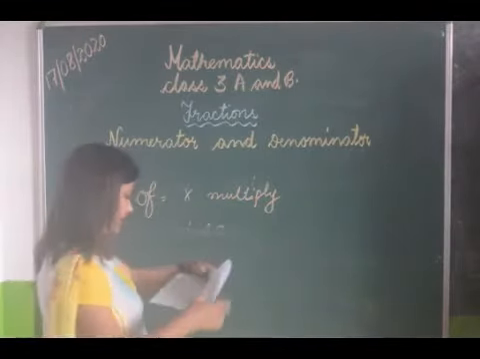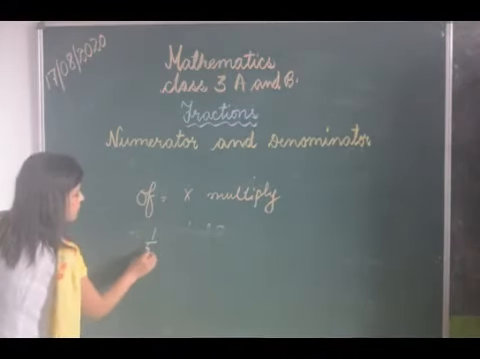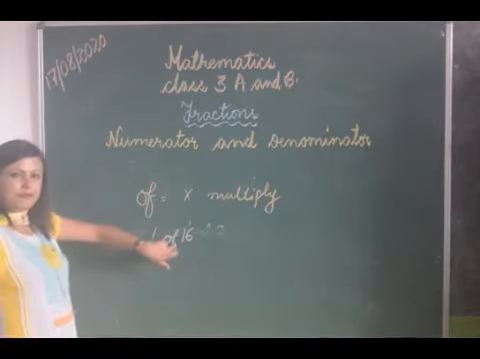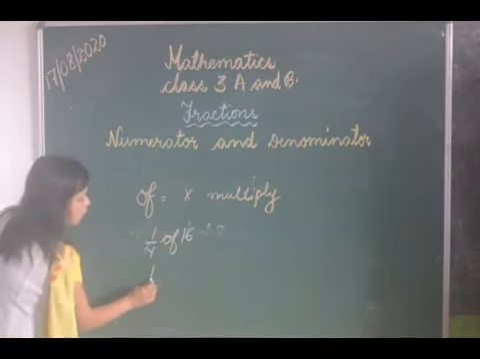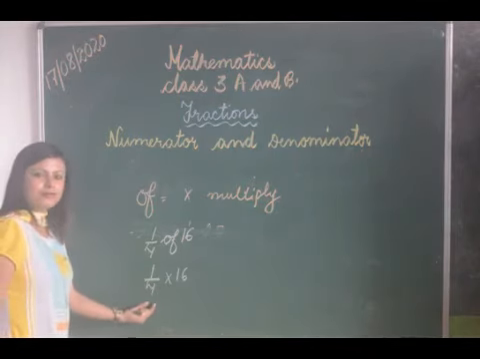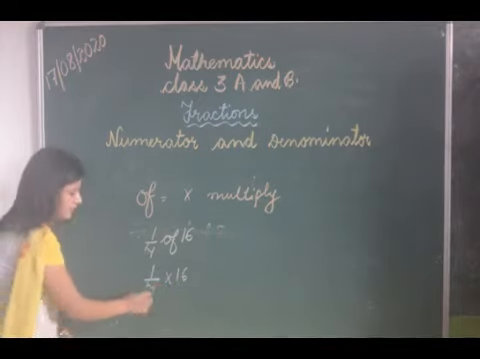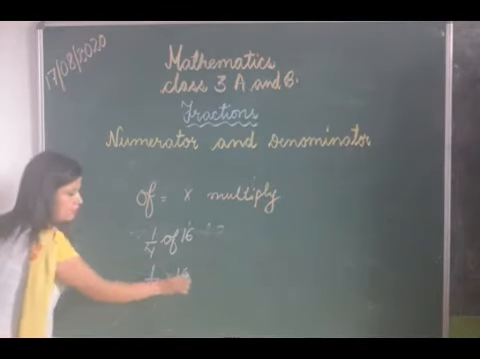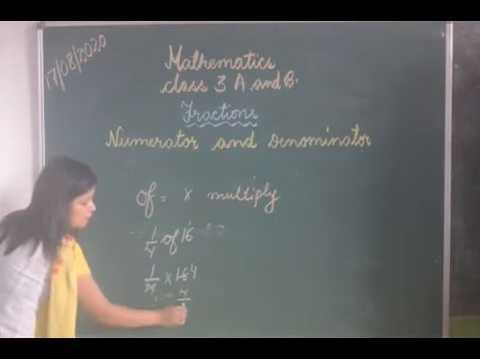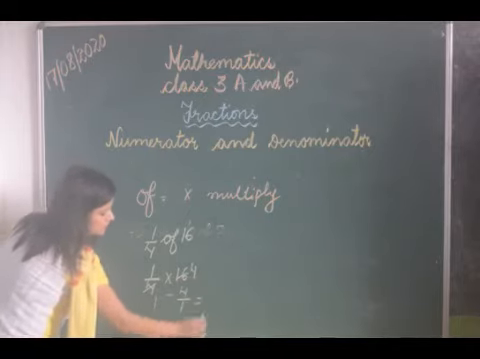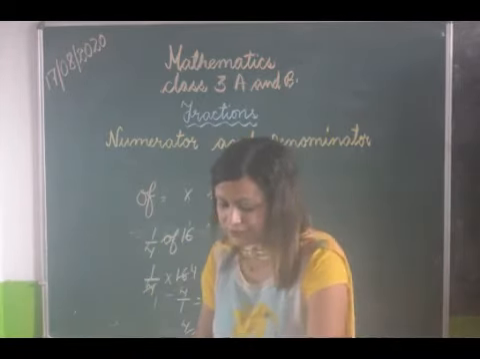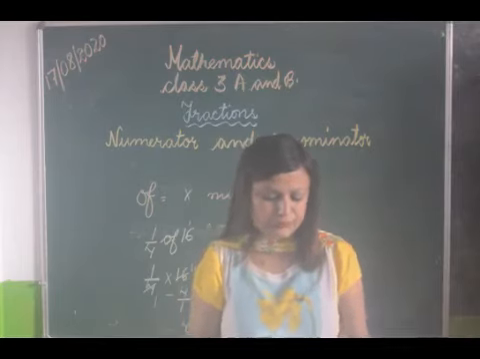Again, I will give you another example, that is 1 by 4 of 16. So what did I tell you? OF means into, isn't it? So 1 by 4 into 16. Now as you know the table of 4. 4 ones are 4, 4 fours are 16. So what is the answer? 1 into 4 is 4. You can write 4 by 1 or you can just write 4. The answer is correct. Alright, this is how we do fractions, division numerals and the multiplication sign.